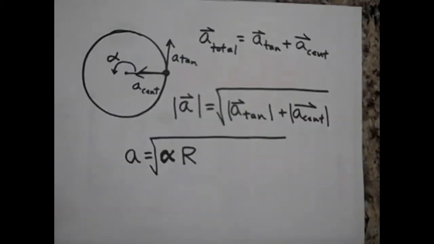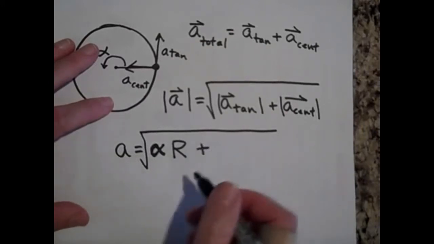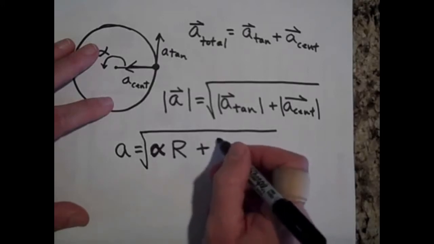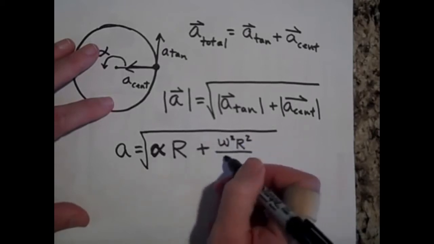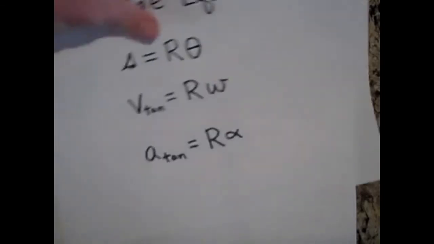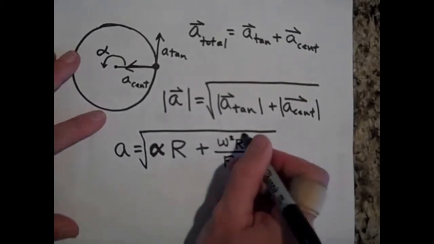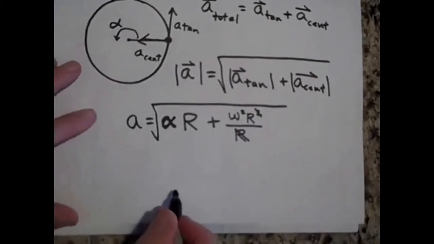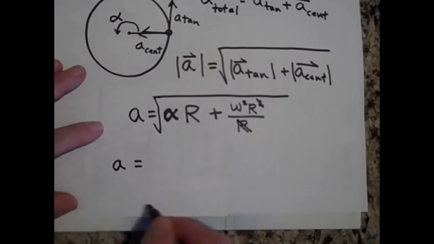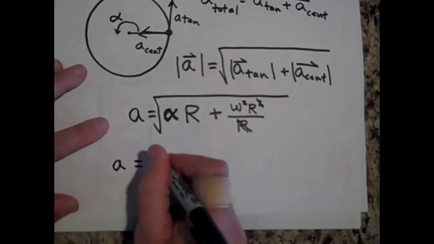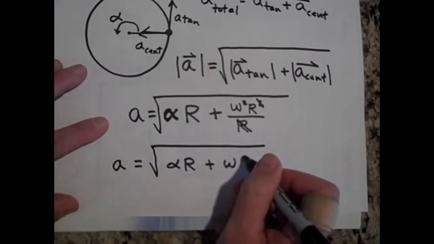But then the centripetal acceleration is V squared over R. But if V squared, according to omega, is omega squared R squared, that's V squared over R. See, V tangent is R omega. So that's why we cancel out one of these and one of these. And that's why we can say that the acceleration for something that's going in a circle and that's speeding up is going to be both of those: alpha R plus omega squared R.